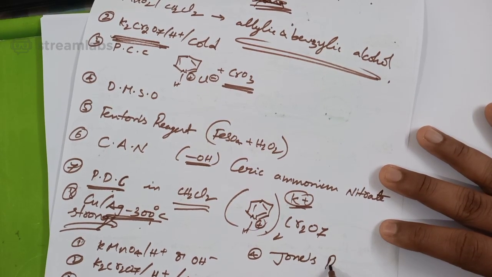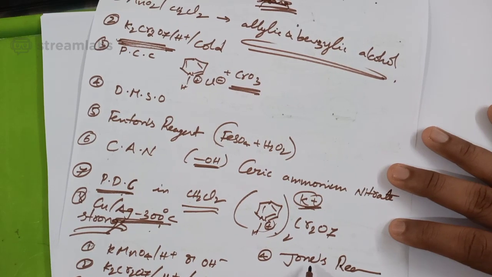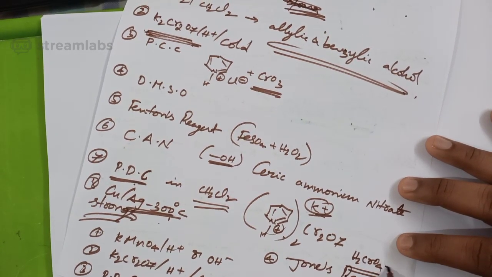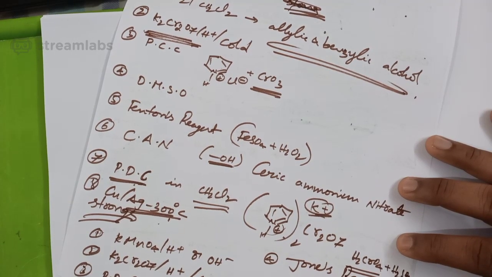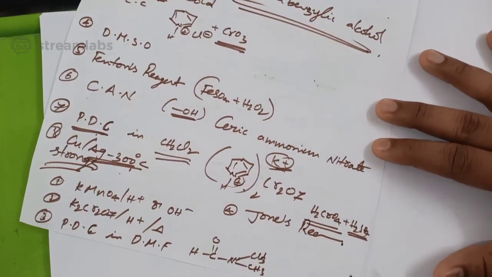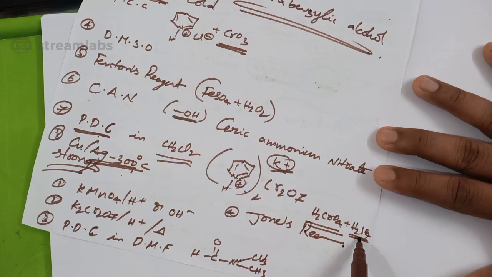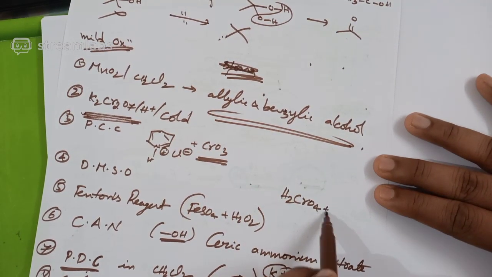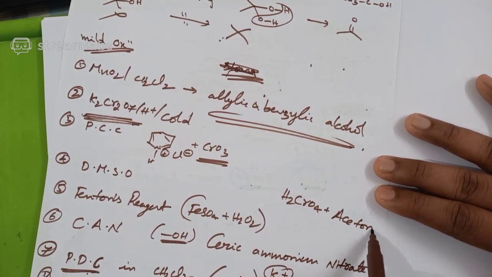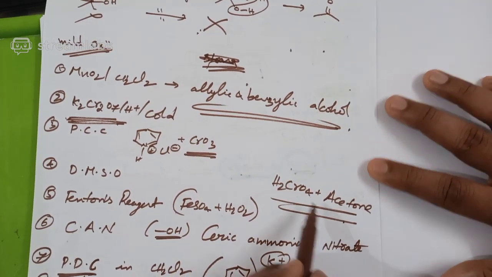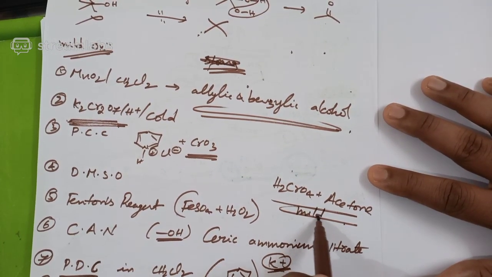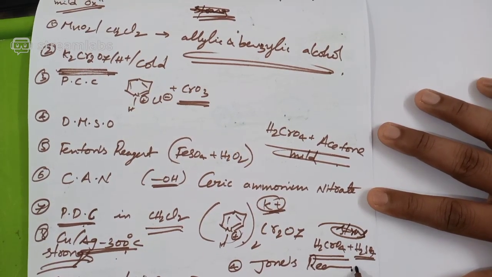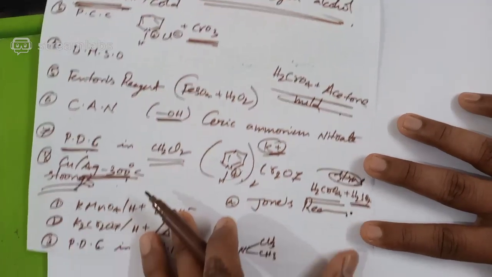Jones reagent. Jones reagent is nothing but H2CrO4 plus H2SO4. If I use H2SO4, H2CrO4 plus H2SO4 acts as a strong oxidizing agent. H2CrO4 plus acetone acts as mild. So this is mild and this is strong. Whenever they give H2SO4, we have to check strong. That is the difference, very important.